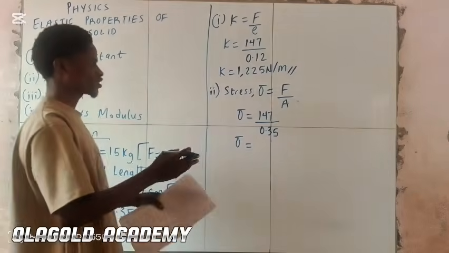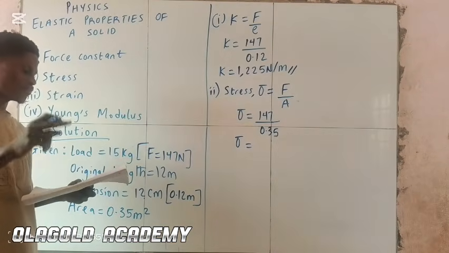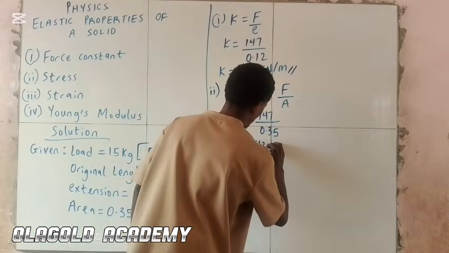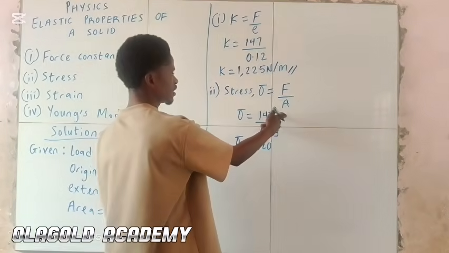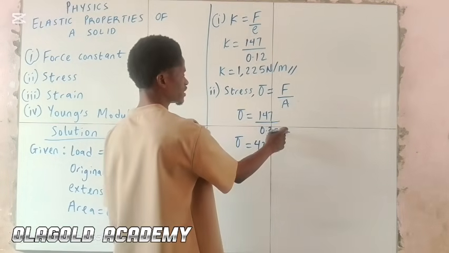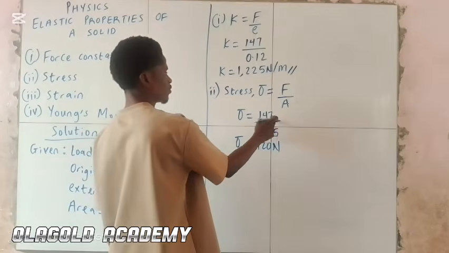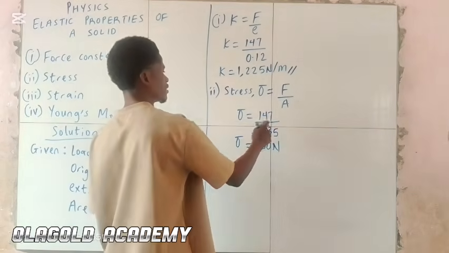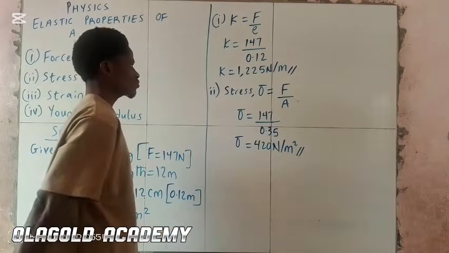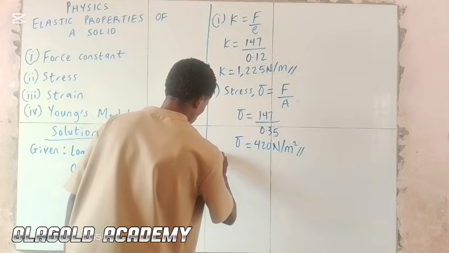So sigma becomes 147 divided by 0.35, which gives us 420. Remember, here is Newton over meter square. So we have Newton per meter square. So we have this.